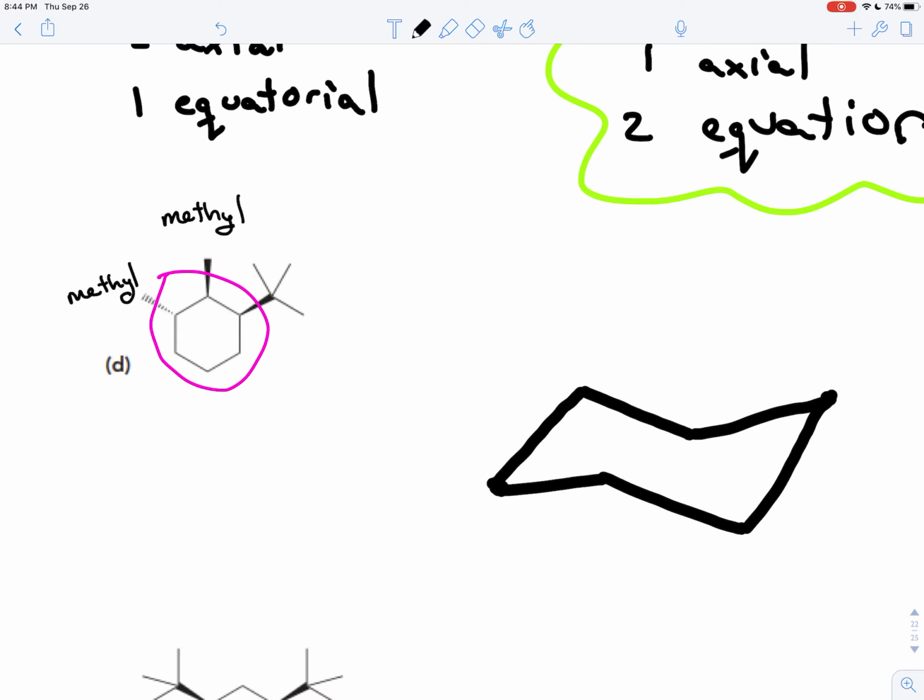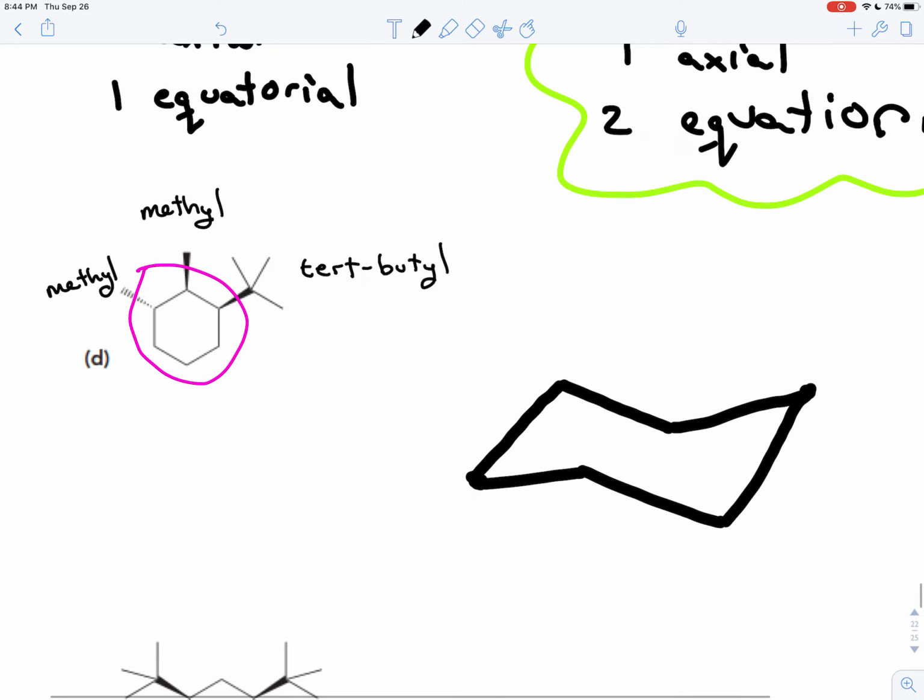And here on the right, that's one of those weird branches that have common names. That is a tert-butyl branch. Those common names are names that you would just need to memorize.